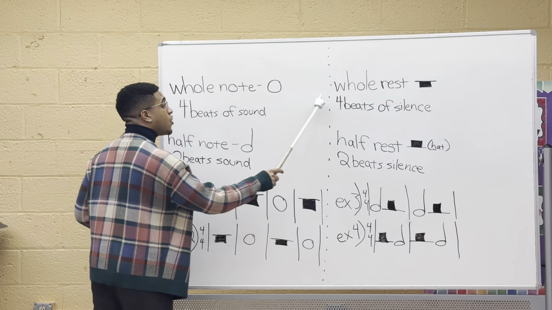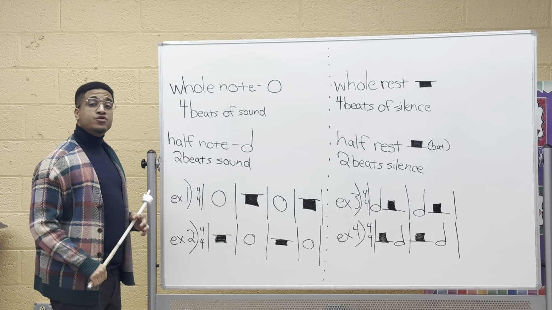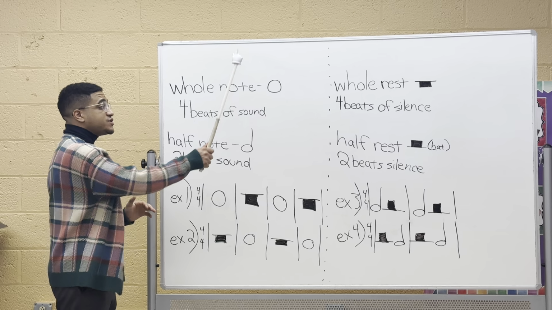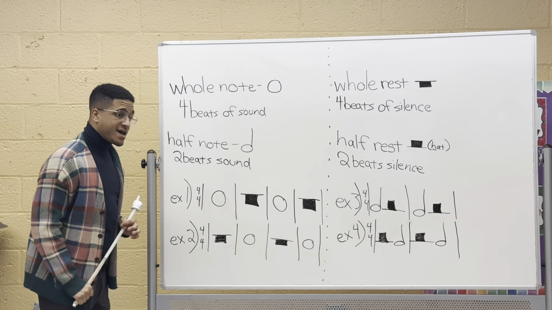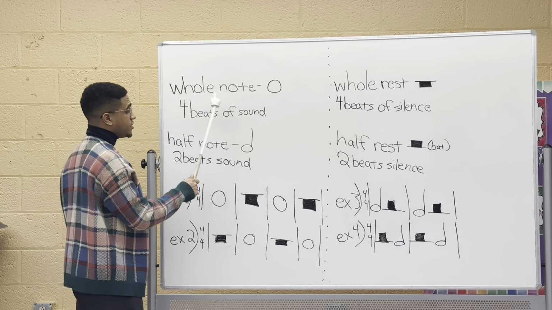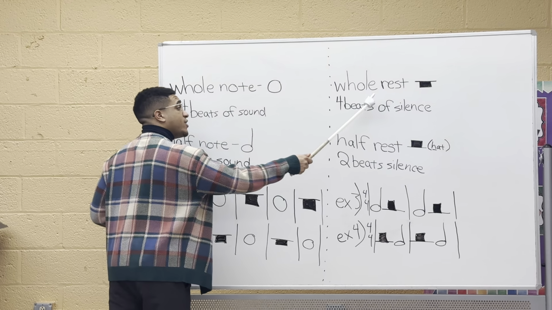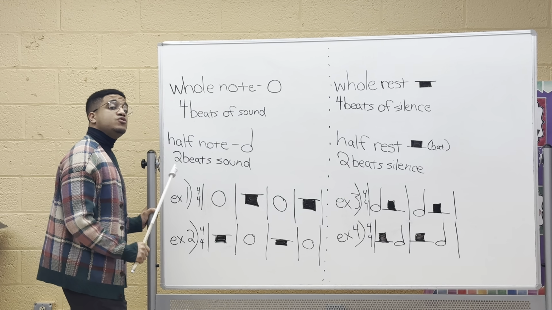Next, we have the whole rest. Now, every single note has an equal and opposite rest. And every single rest has an equal and opposite note. What I mean by that is, if we take that first word, which is whole here, we rewrite that word, and instead of note, we write rest, we get an equal value between the two.